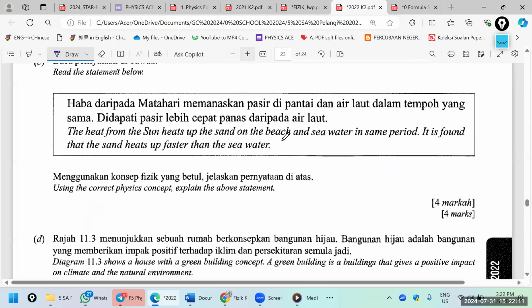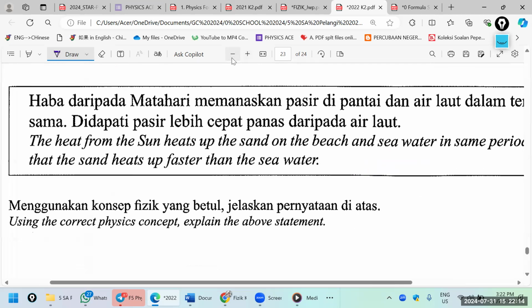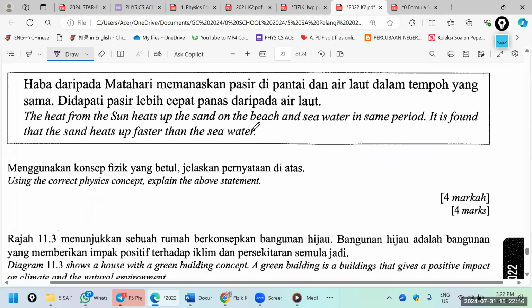This one, can you do first? This one. Many people miss the concept when I mark. You all read properly and write. I encourage you to draw up.